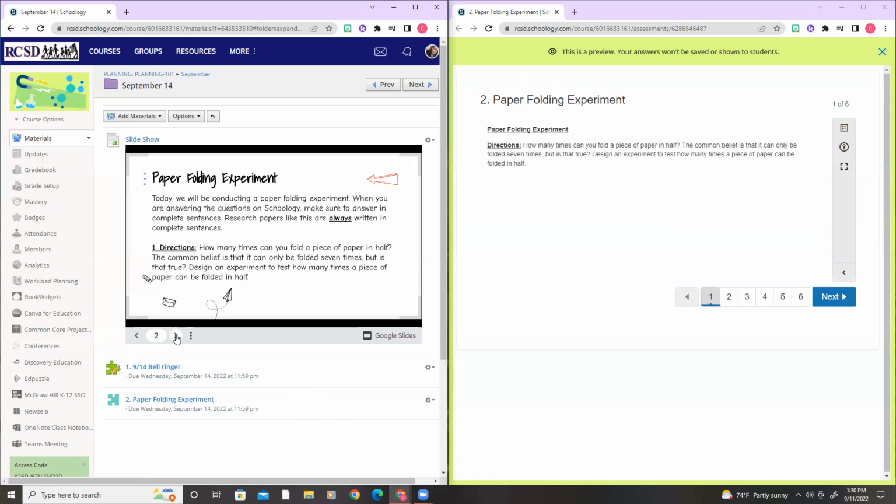So our directions: how many times can you fold a piece of paper in half? The most common belief is that it can only be folded 7 times. But is that true? Design an experiment to test how many times a piece of paper can be folded in half.